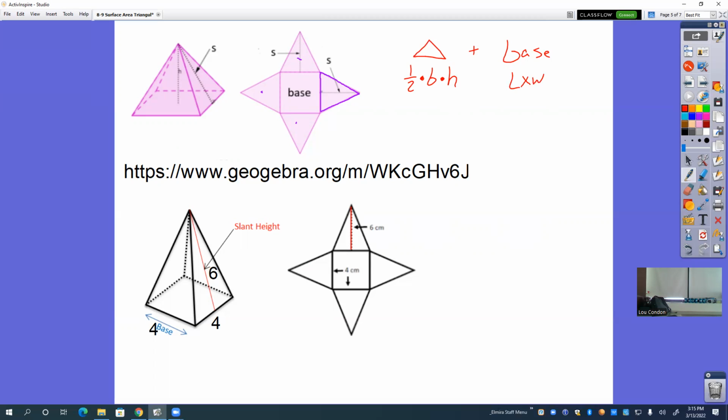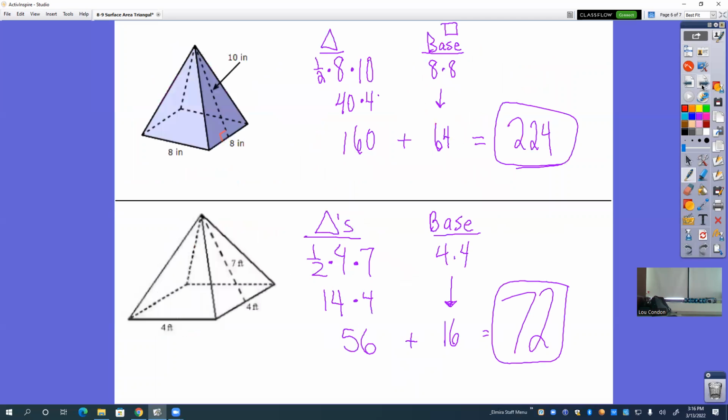But for the triangle, there's actually 1, 2, 3, 4 triangles. So whatever that area is, you're gonna multiply it by 4. The area of one triangle, you're gonna multiply that by 4 so that you can add them, and then you can add that to the area of the base. Okay, so again, just wanting to make sure that we keep that straight. Let's take a look.